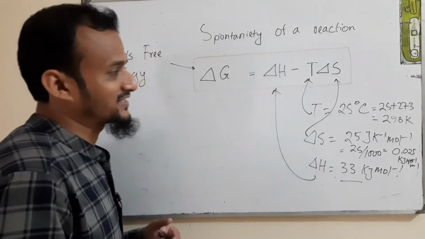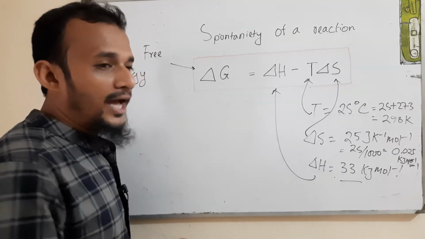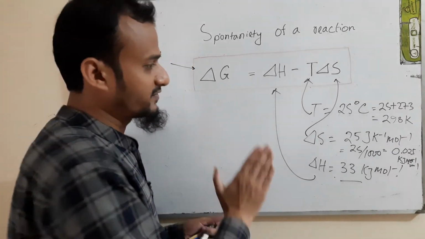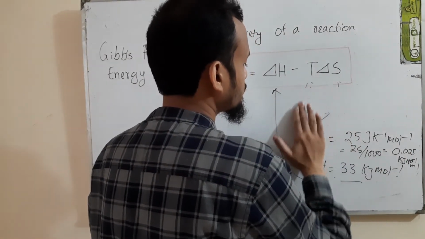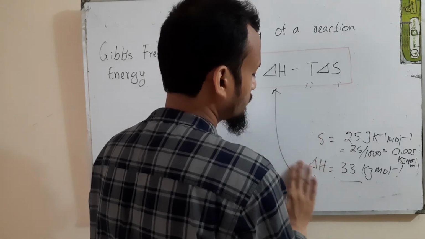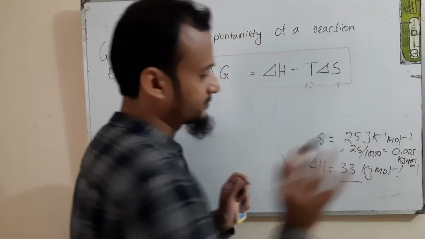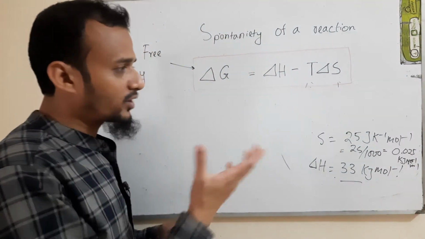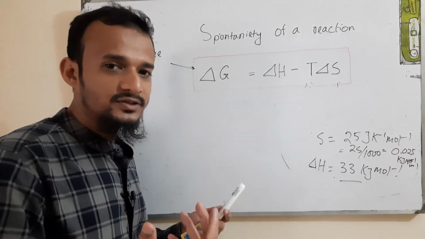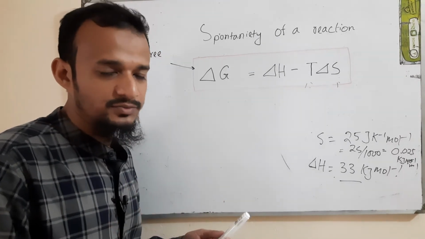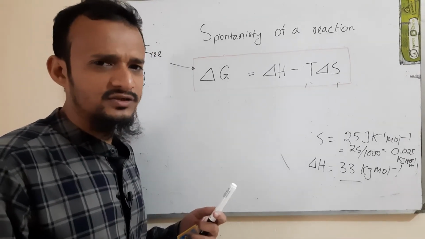Now, another question that may come in your past paper: at what temperature? You'll be given everything, you will be given this value, and they'll ask you, at what temperature will the reaction be feasible? At what temperature will the reaction be spontaneous? Sorry, not feasible, the reaction would be spontaneous. At what temperature? That's the question.